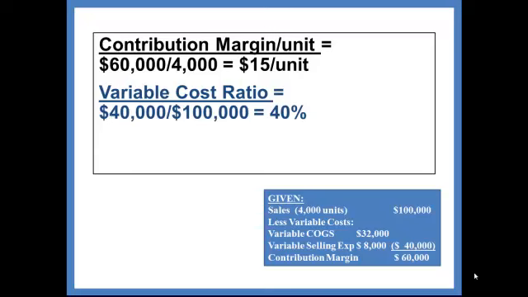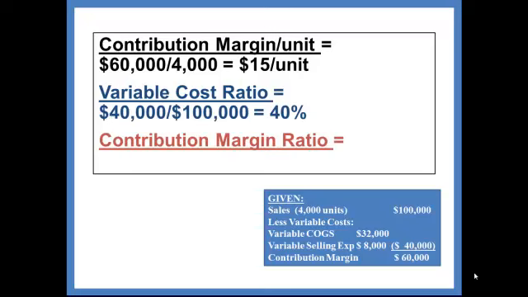Now we'll calculate the contribution margin ratio, which is contribution margin divided by sales. Contribution margin in the information given is $60,000. Sales are $100,000. So the contribution margin ratio is 60%. Now when you look at this, what you've done is shown that your sales go 40% toward variable cost and 60% toward contribution margin. These will always be complements. In other words, they'll add up to 100%. So 100% of sales will go toward variable cost and contribution margin.